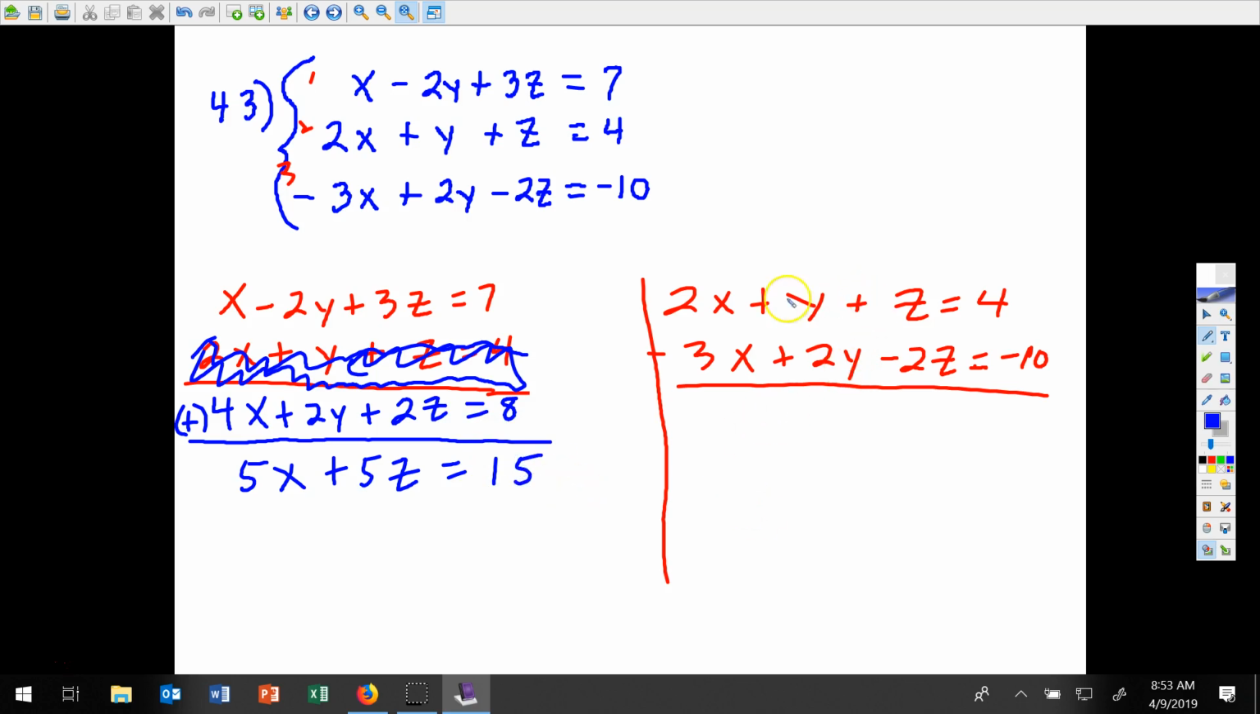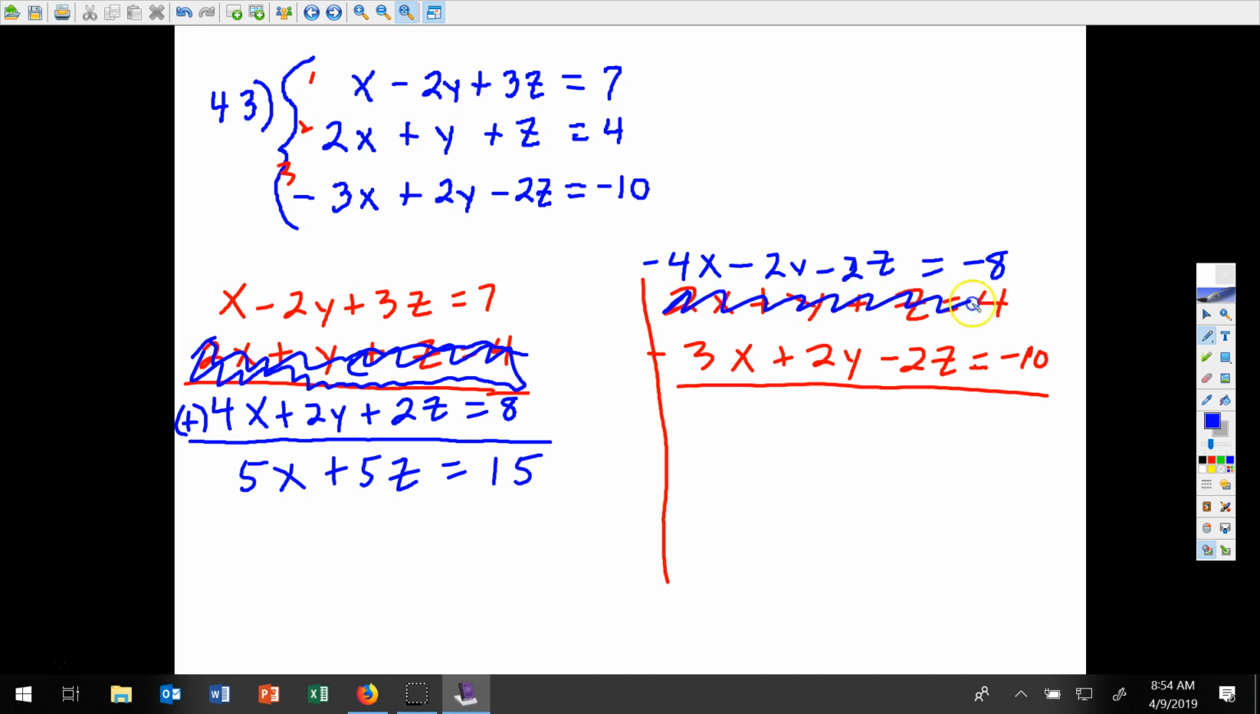Okay, now I'm going to jump over here to this other pair, and I'm also going to eliminate y. To make that happen, you have a choice: you can multiply by negative 2 all the way across, or positive 2, depending on if you want to add or subtract. I think I'll just do negative 2. I'm going to multiply negative 2 all the way across. So negative 4x minus 2y minus 2z is equal to negative 8.